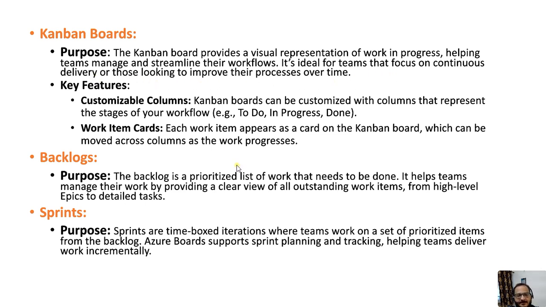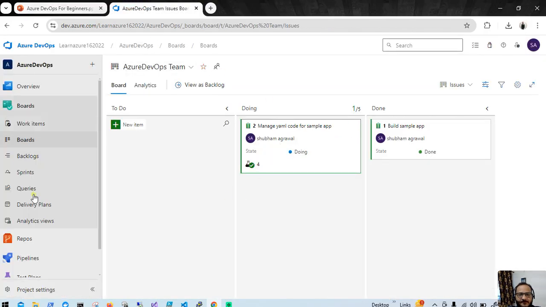So basically, this is the Kanban board. Here we can see all the process, like which item is assigned to which person and what is the current state of that work item. So everything we can monitor with the help of Kanban boards.